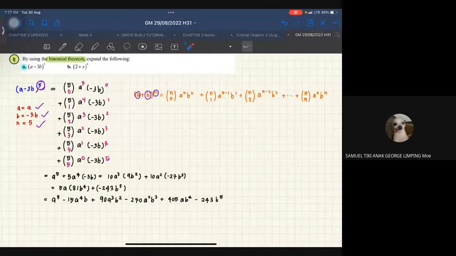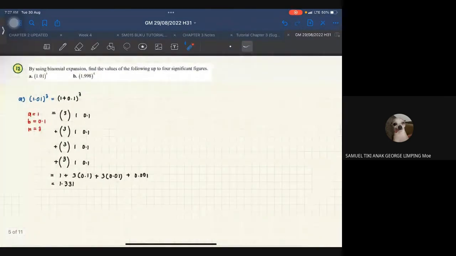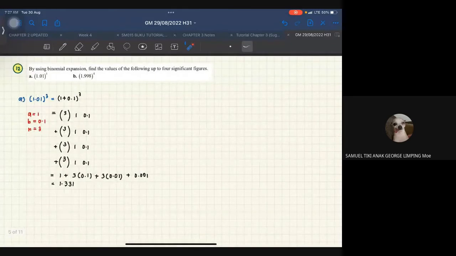Okay, so saya pergi soalan nombor 12 terus. Kalau ada soalan lepas tu, baru awak tanya. Okay, so for question number 12. Okay, so for question number 12, dia kata by using binomial expansion, again, find the values of the following up to 4 significant figures.